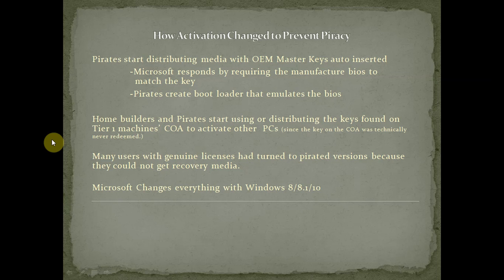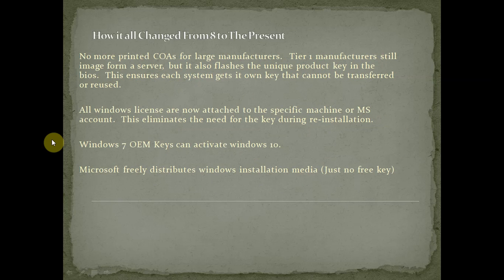So Microsoft decides to change everything with Windows 8, Windows 8.1, and 10. No more printed COAs for large manufacturers. Tier 1 manufacturers still image from a server, but the server also flashes the BIOS, so it embeds the product key in the UEFI. This product key cannot be transferred or reused. All Windows licenses are now attached to a specific machine, or in some instances a Microsoft account. This eliminates the need for the key during the installation.